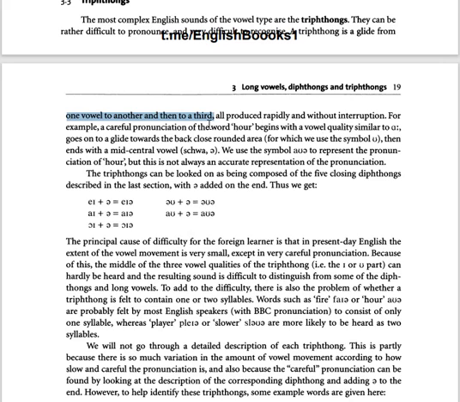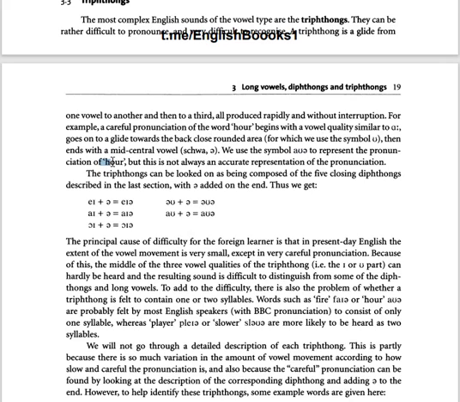our begins with a vowel, a quality similar to a, goes on to a glide towards the back close rounded area, for which we use the symbol u, short vowel u, then ends with a mid-central vowel, schwa. We use the symbol to represent the pronunciation of our.